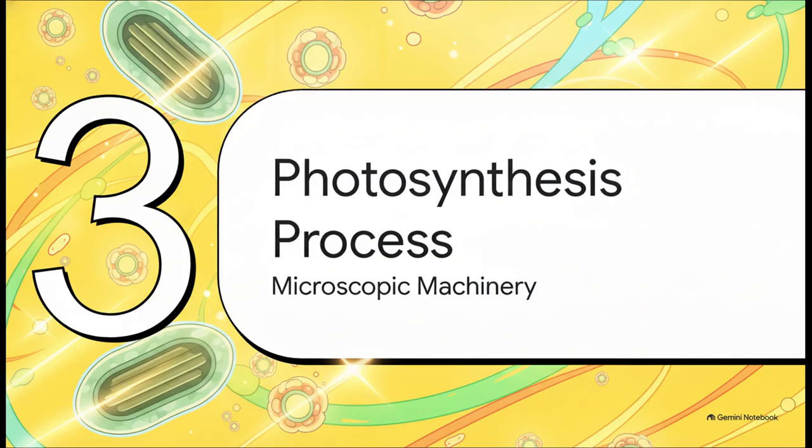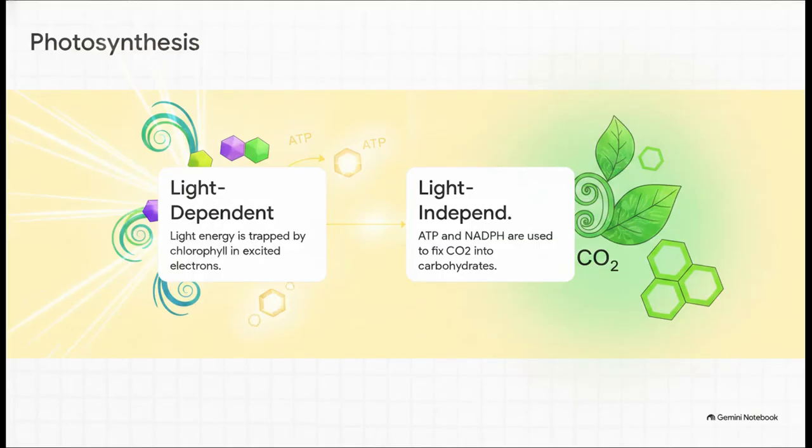The photosynthesis process. Okay, let's zoom way down into the microscopic machinery of the chloroplast to really understand this. Essentially, the whole process of photosynthesis is split into two perfectly complementary phases. Step one is the light-dependent reactions. This is where light energy is trapped by chlorophyll in excited, high-energy electrons. This creates biological energy currencies called ATP and NADPH.